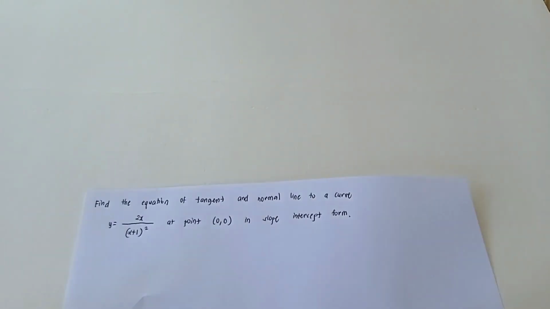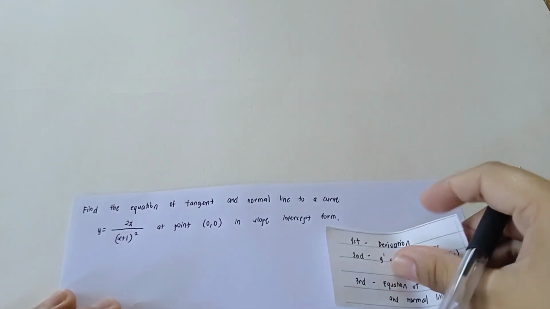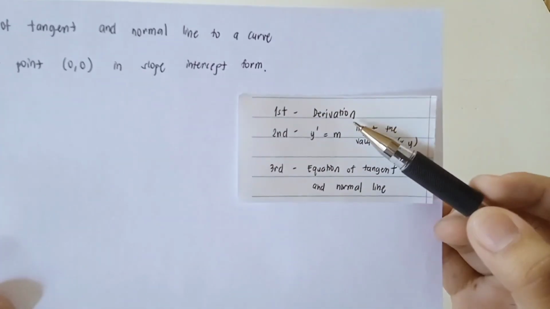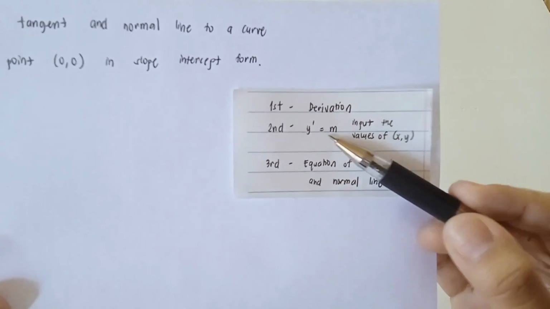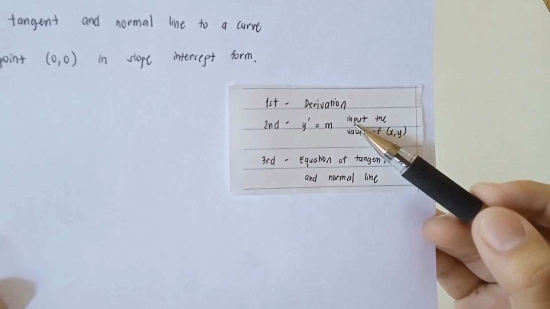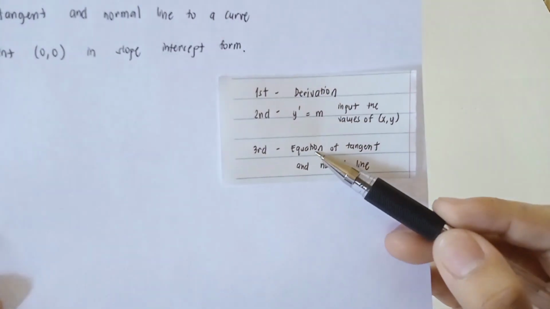Are you all ready? Because now we will have our first example. And I have something here that will help you remember the steps of finding our equations. Actually, the first step and the second step could be interchanged. Either you solve the derivative first or the slope of the function. And for the third step, finally, we can have our equation.